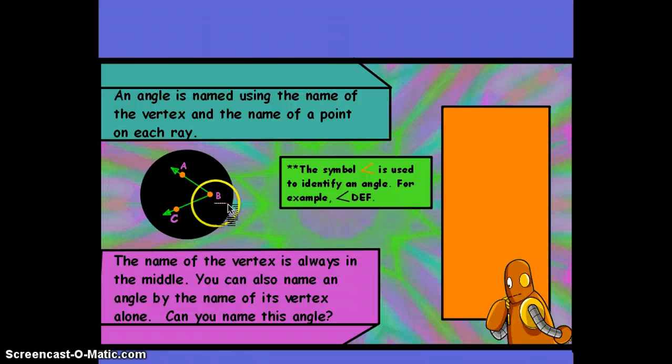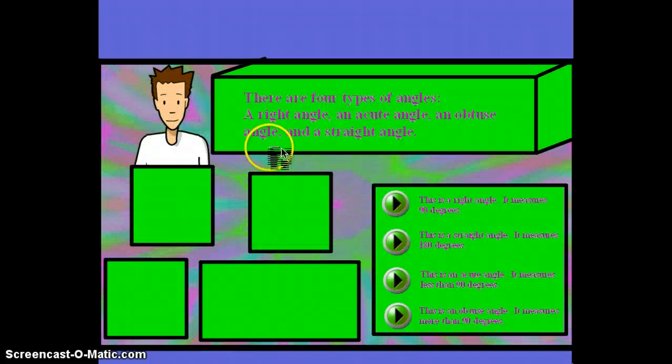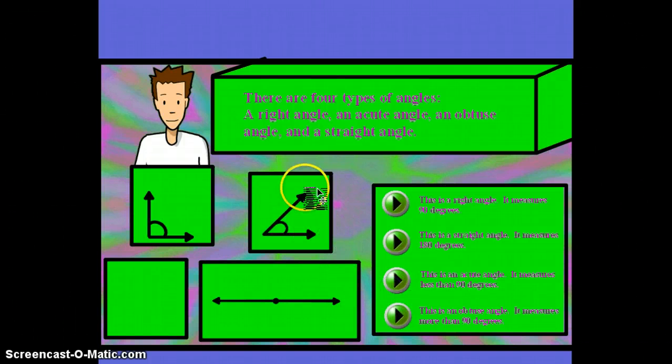The vertex is the center of the angle, so this point B is the vertex. The symbol that looks like the less than sign is used to identify an angle, for example, angle DEF. There are four types of angles. A 90-degree angle, which is also what we call a right angle. A straight angle, and it's 180 degrees straight. An acute angle, which is less than 90 degrees, or an obtuse angle, which is more than 90 degrees.